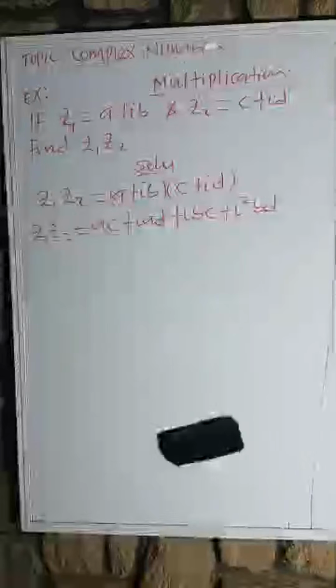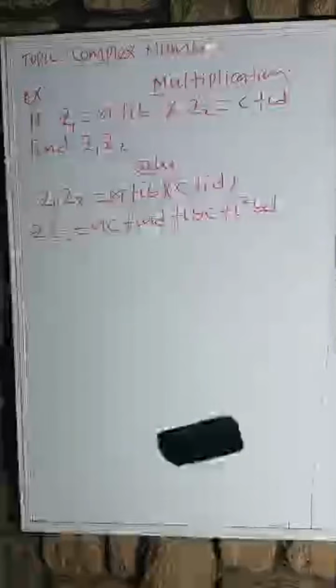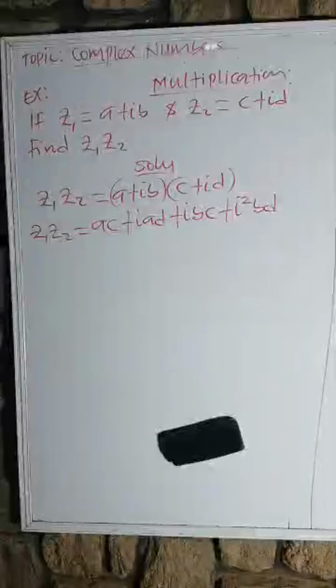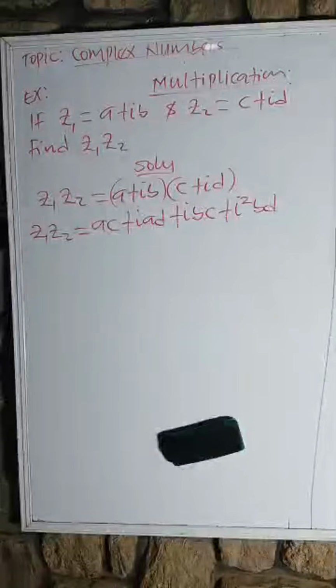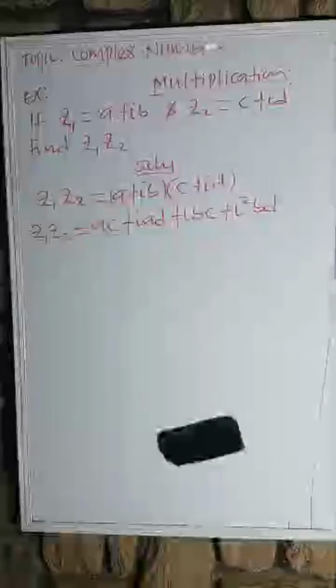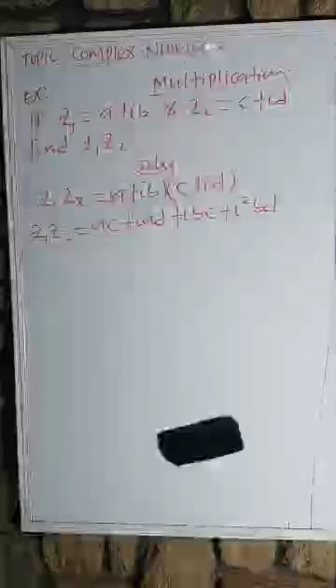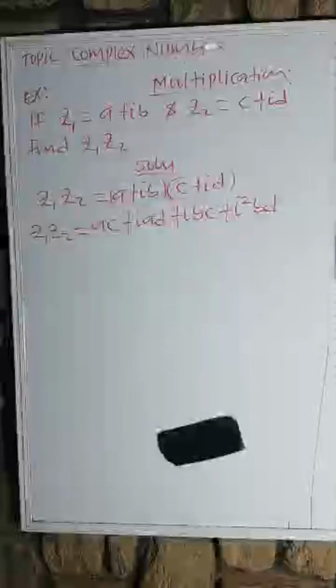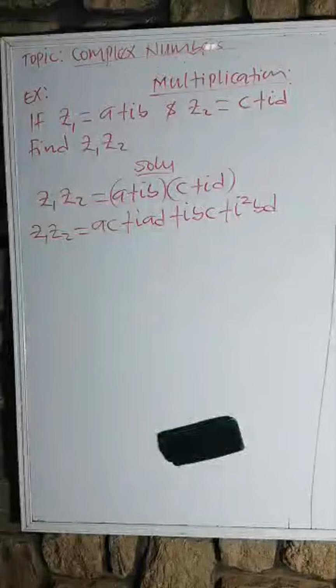You are not seeing AC plus iad plus ibc plus i squared bd. Is it the network you are using, or is it clear now? Okay, thank you. The network, you know the country we find ourselves, they don't want to make things good for each citizen to enjoy. It's okay. So let's proceed, right?